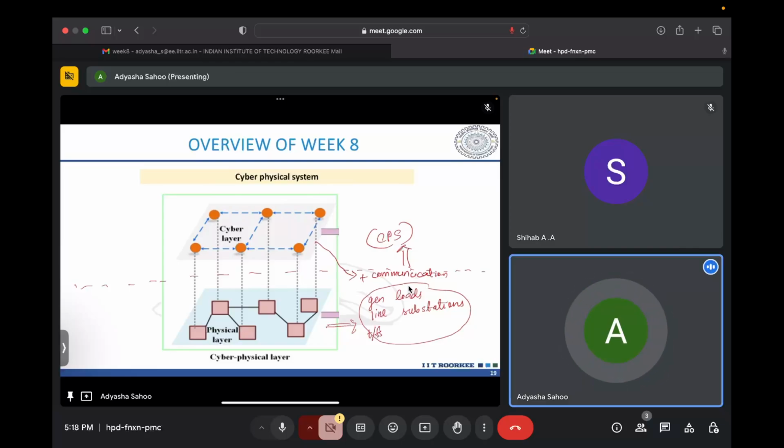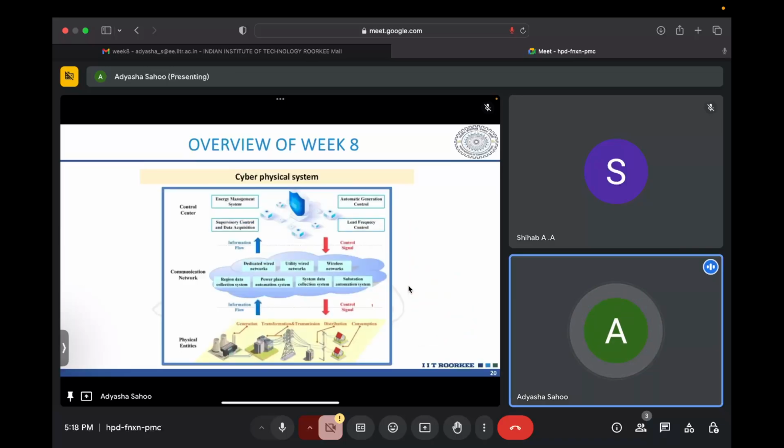So here you see you have information passing between all these nodes. These blue lines are basically the direction of communication. And when you superimpose communication with the physical layer, we get an integrated cyber physical network. So here you see the physical layer in the bottommost, where you have generation, transmission, distribution, and consumption.